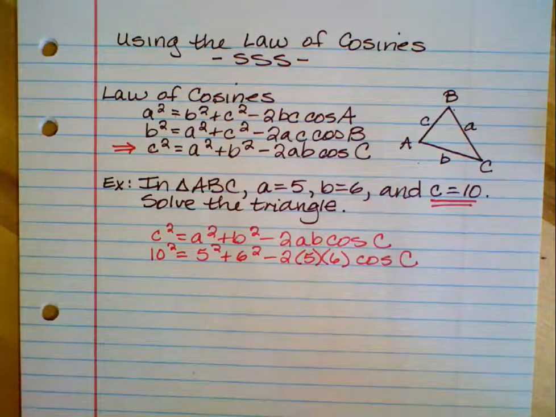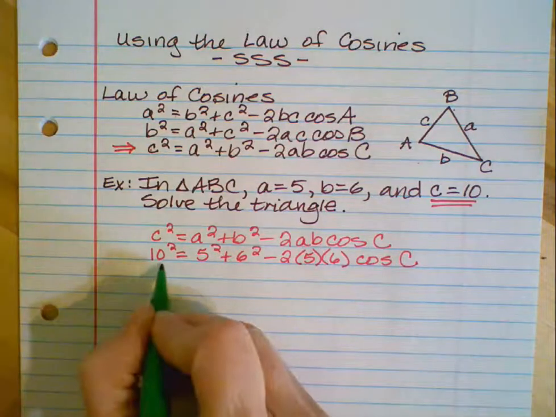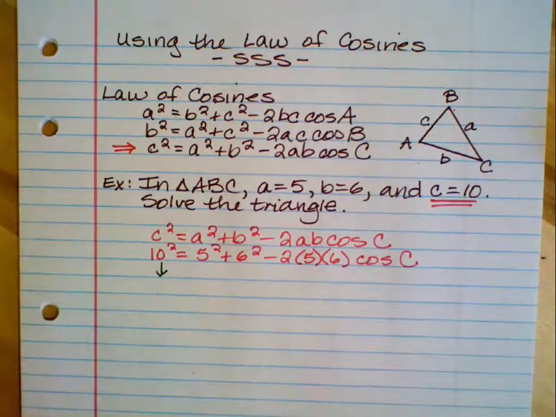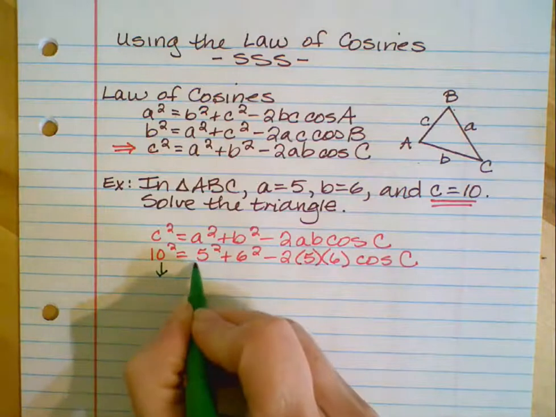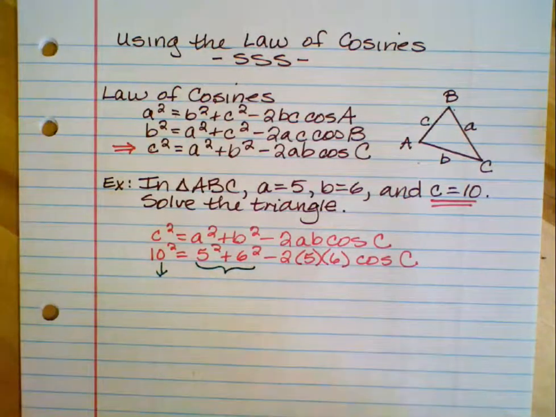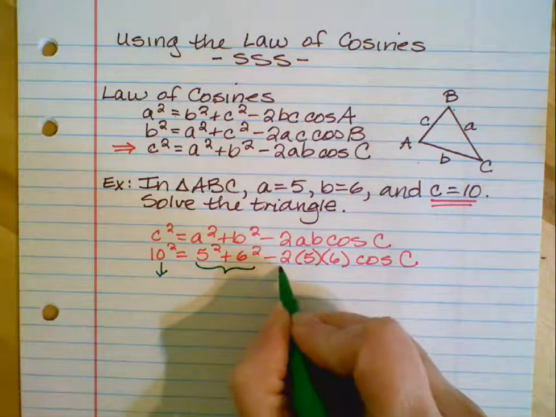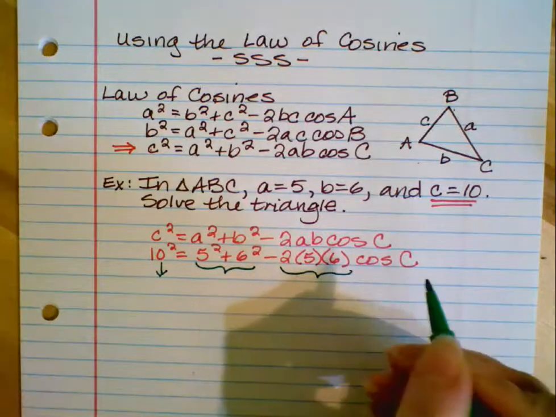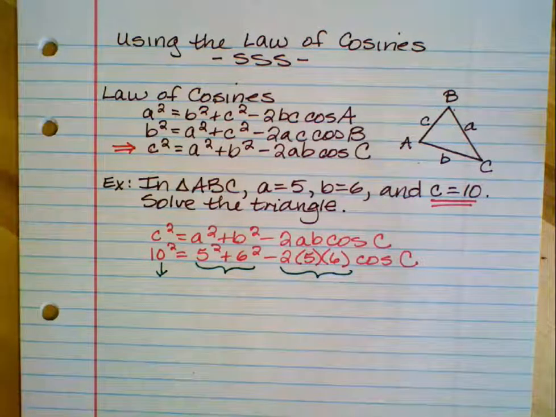Here we're going to abbreviate that process just slightly. I'm going to go ahead and square this, and we'll just bring that straight down. We'll square these two numbers and add them together. And we're going to go ahead and multiply these three values that form the coefficient on that cosine of angle C.